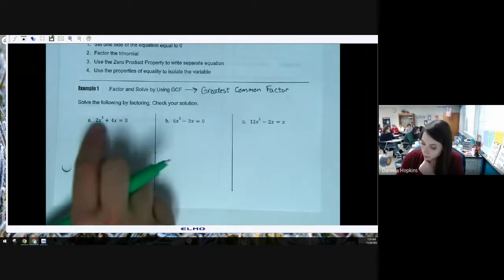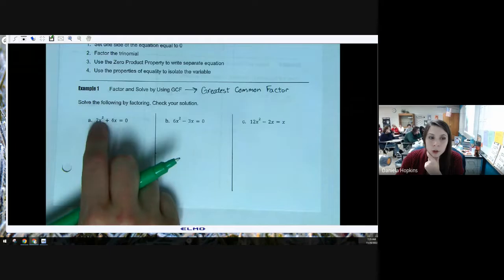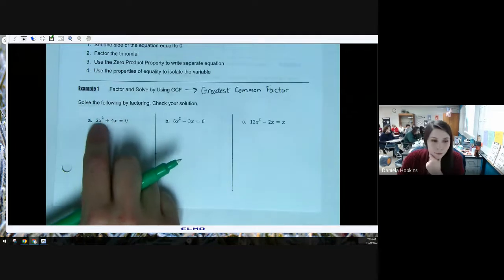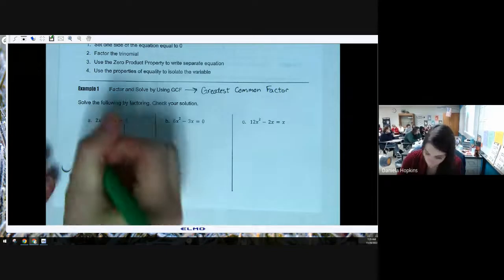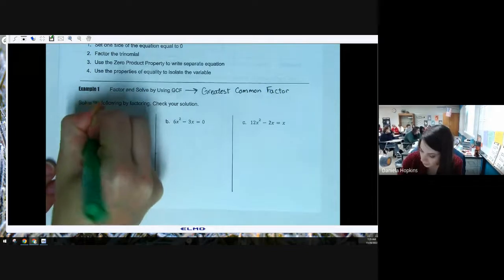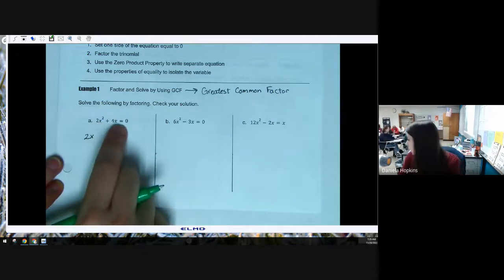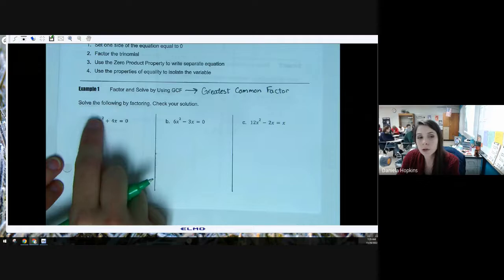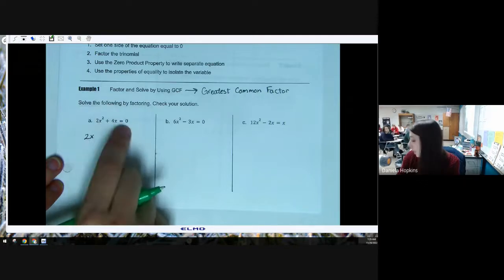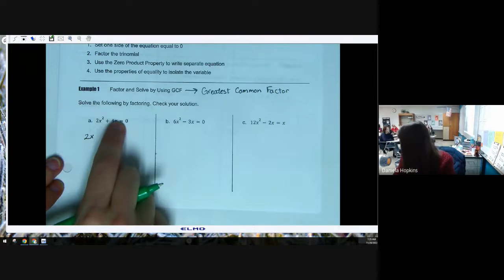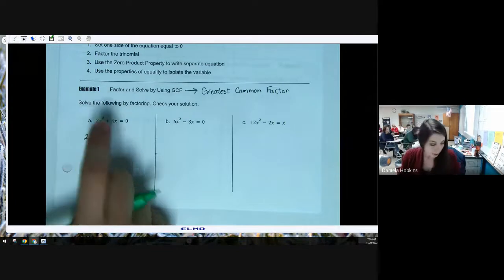So what is the biggest number that I can pull from 2x squared and 4x? I heard a biggest number and variable because you guys are already ahead of it. You guys said 2x. That's the biggest thing that divides both this part and this part. If you need to break it down, you can think of what's the biggest number. 2 can divide both of those. And the least amount of x's you see, which in this case is 1x, and it will almost always be 1x. So you can pull out a 2x.